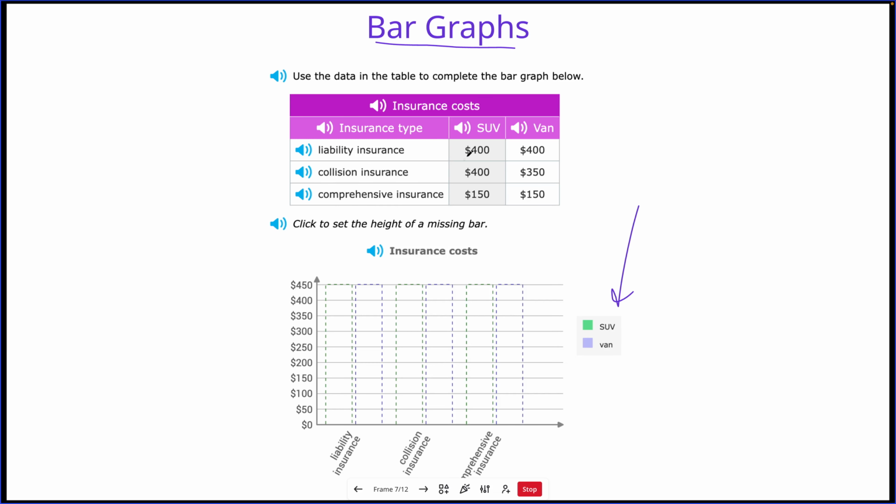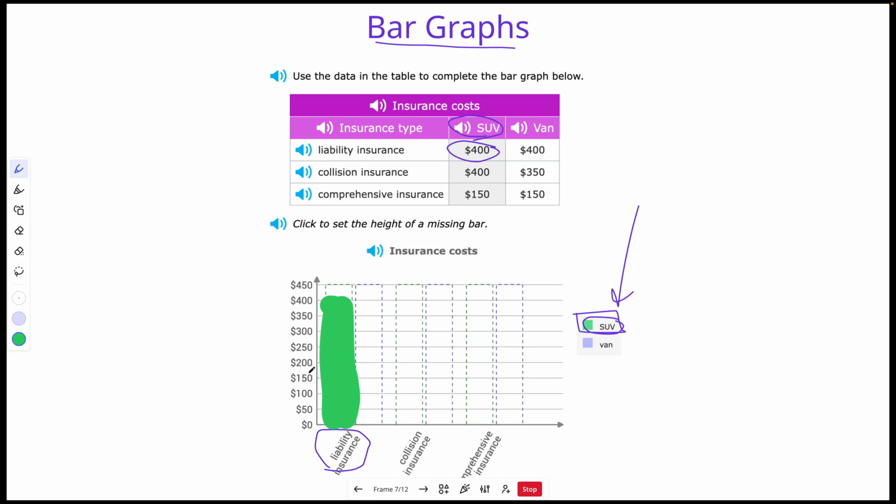So let's do SUVs first. SUVs are this column right here. Liability insurance for an SUV was $400. So we need to use green, because according to this, it needs to be green. And we need to do liability insurance, which is down here. So for the liability insurance SUV, we said it was $400. So that is right here. So here is our first one.